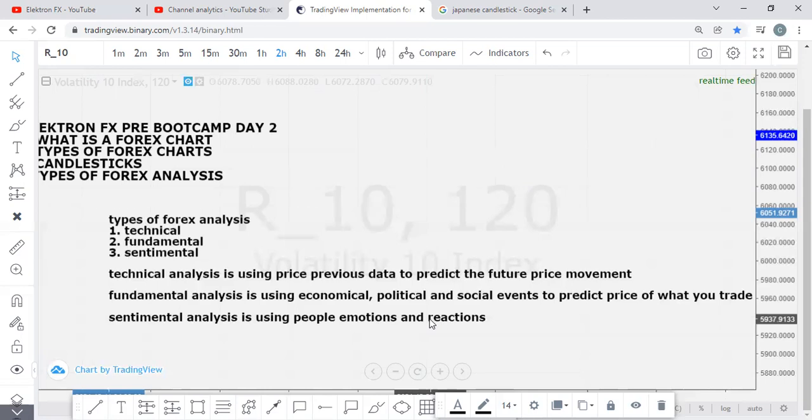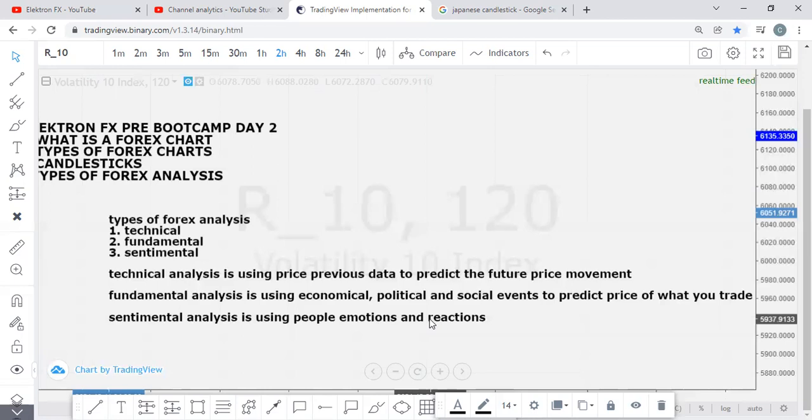So sentimental analysis is really using the reaction of people to events. If something happens, how will people react to this? How will they really react? As Bitcoin is rising, are people buying more Bitcoin? Are they selling their Bitcoin? Those are the things that you use for sentimental analysis, right?